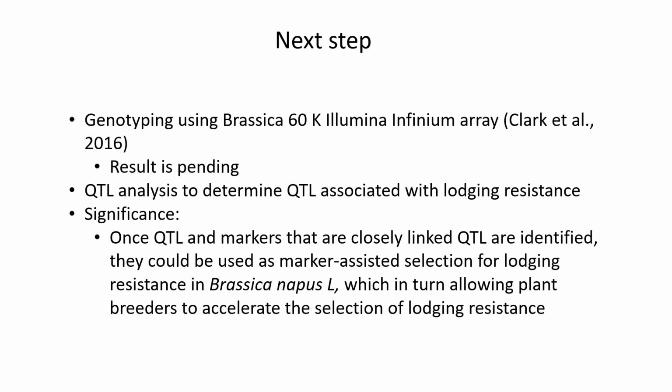For the next step, I will be focusing on genotyping the two populations using the Brassica 60K Illumina Infinium array, and the result is pending analysis. After that, QTL analysis will be used to determine QTL associated with lodging resistance. The significance of this project is that once QTL and markers that are closely linked to QTL are identified, they could be used as marker-assisted selection for lodging resistance in Brassica napus L., which in turn allows plant breeders to accelerate the selection process for lodging resistance.